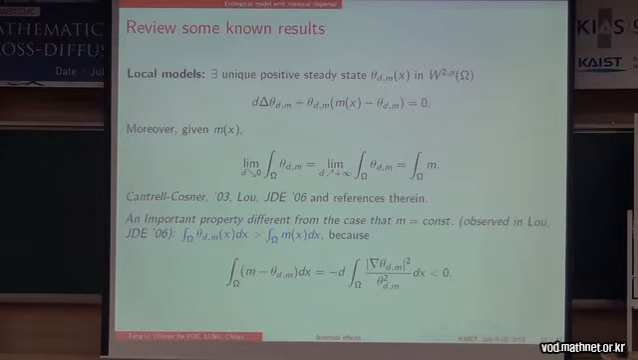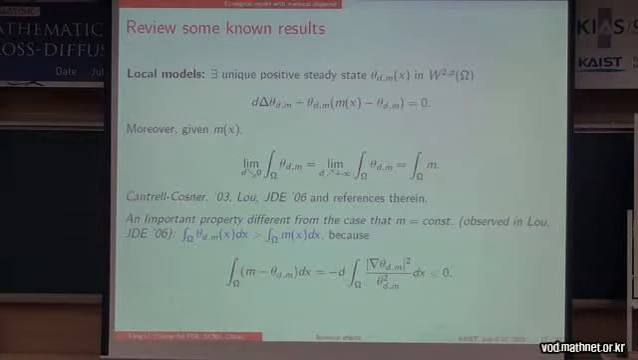Before I do some comparison, I should also show you some known results. Then we compare the quantitative properties of solutions. For local models, there always exists a unique positive steady state. Moreover, the total population approaches the total resources when the diffusion rate goes to 0 or goes to infinity. These are some known results for local models.